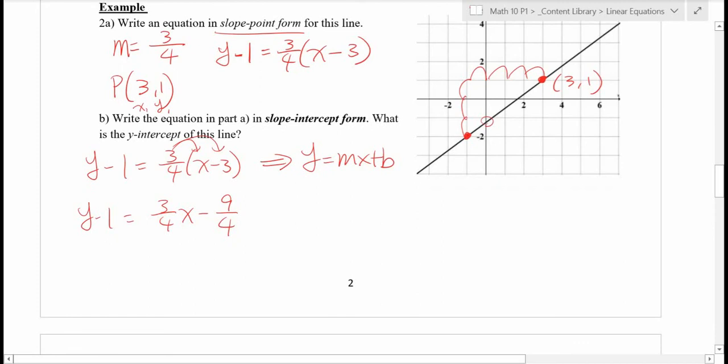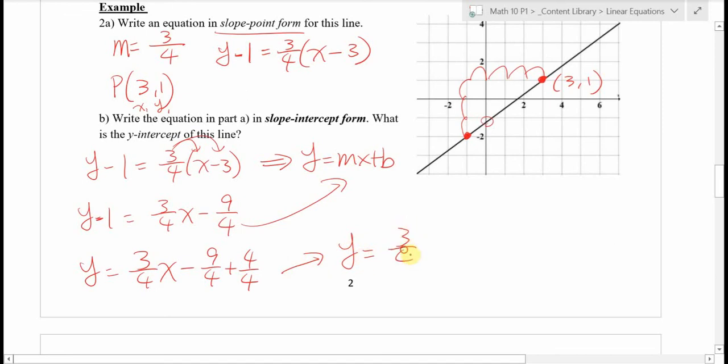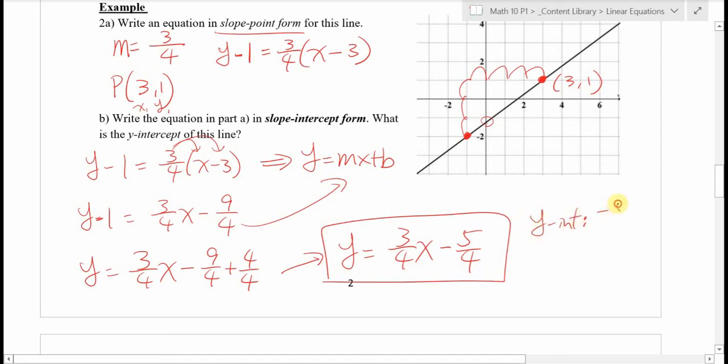Almost done, right? This is actually quite close to that already. What we need to do is add 1 on both sides. If I add 1 to both sides, this is a fraction, so to add 1, you need to add a fraction with the denominator 4. You need a common denominator. Therefore, you end up with 3 over 4x minus 5 over 4. And that is the slope-intercept form. What's the y-intercept? Well, the y-intercept in this case is negative 5 over 4, because remember, that's the value of b.